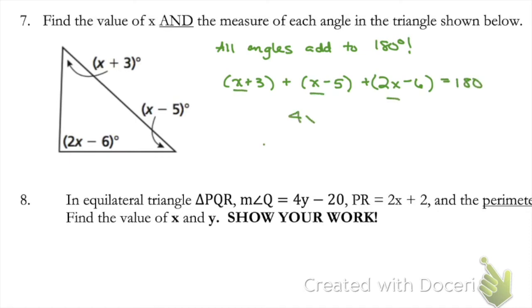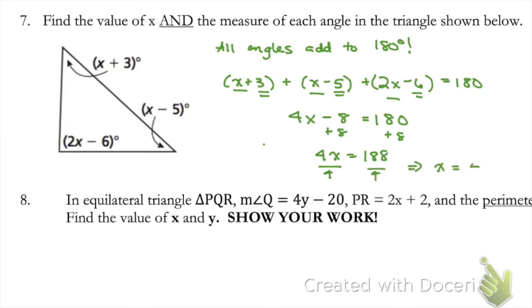If we combine like terms, we have x plus x plus 2x, which gives us 4x. And then 3 minus 5 gives us negative 2, and negative 2 minus 6 gives us negative 8. So now we have 4x minus 8 equal to 180. We add 8 to both sides and get 4x equal to 188. If we divide both sides by 4, we get x to be 47.